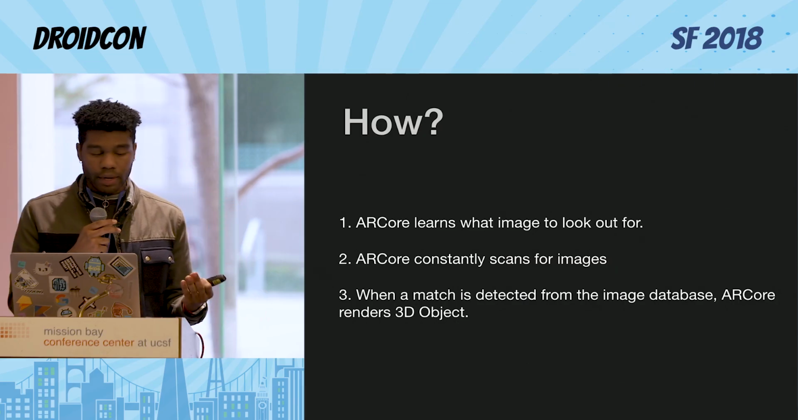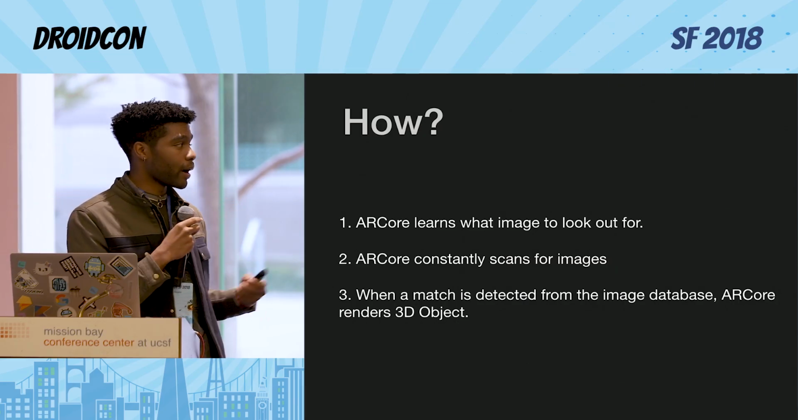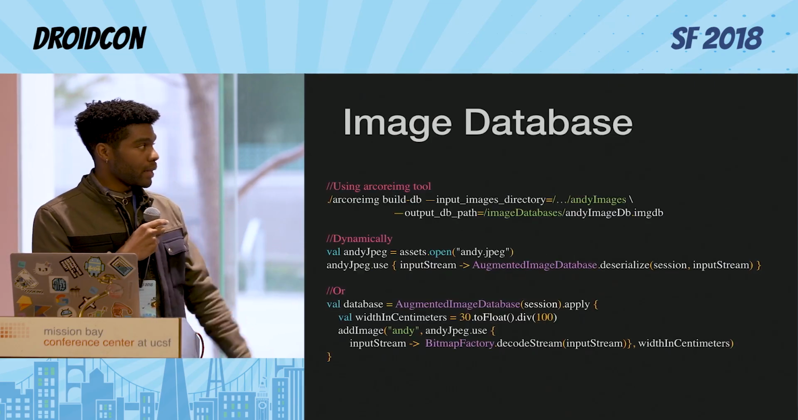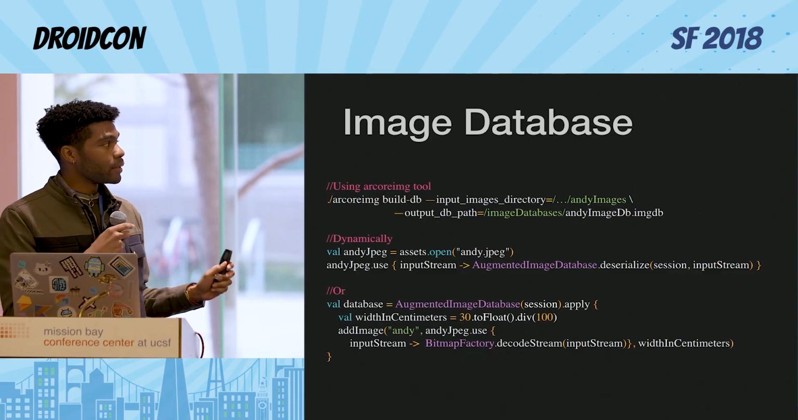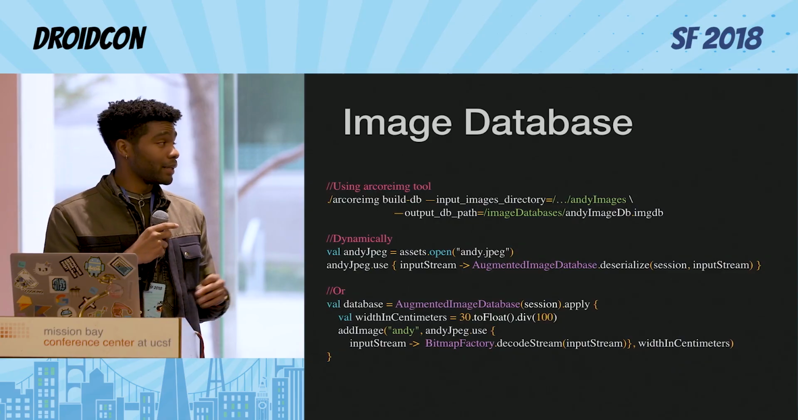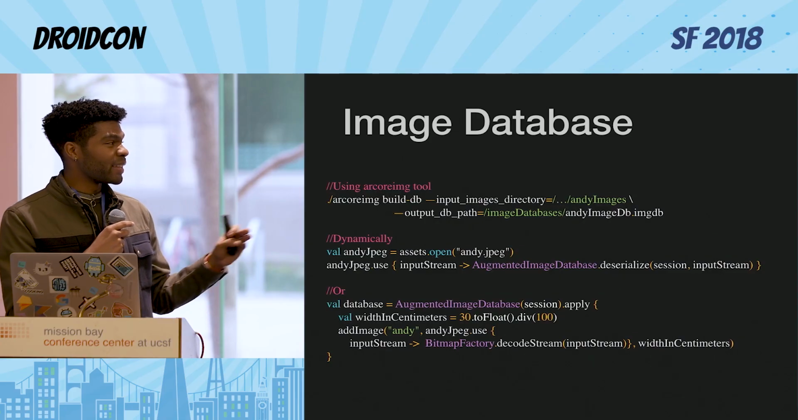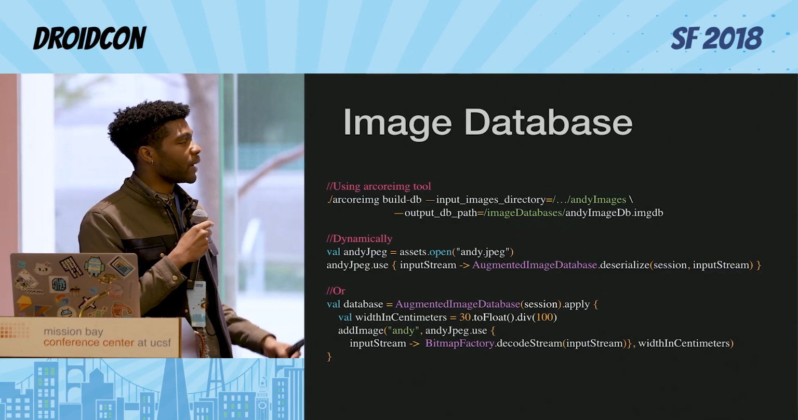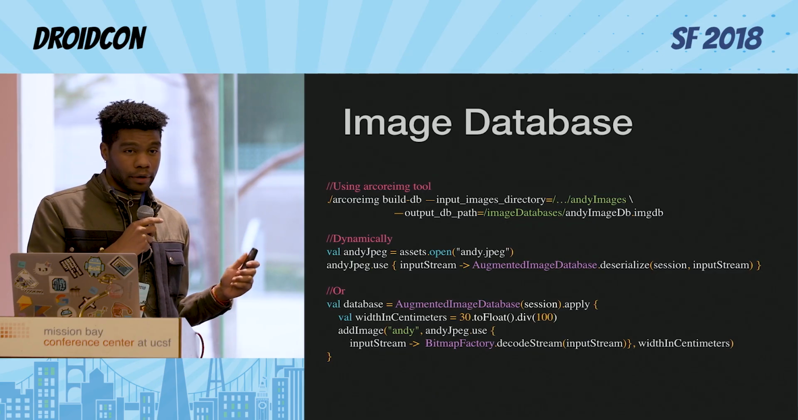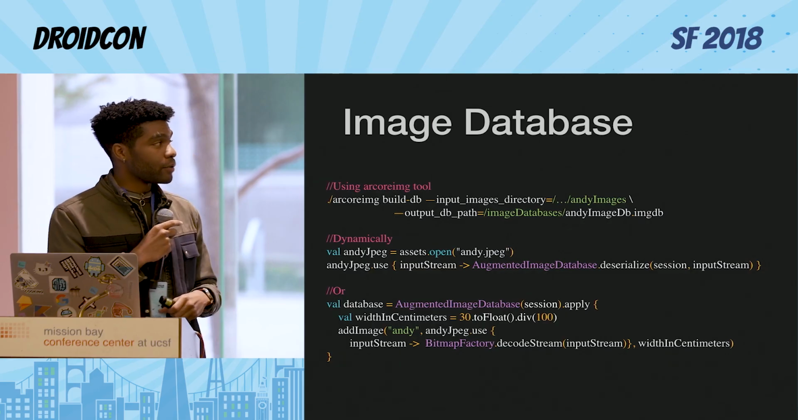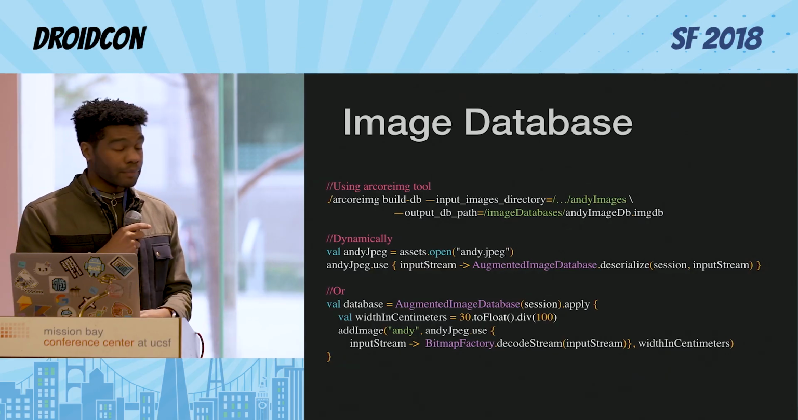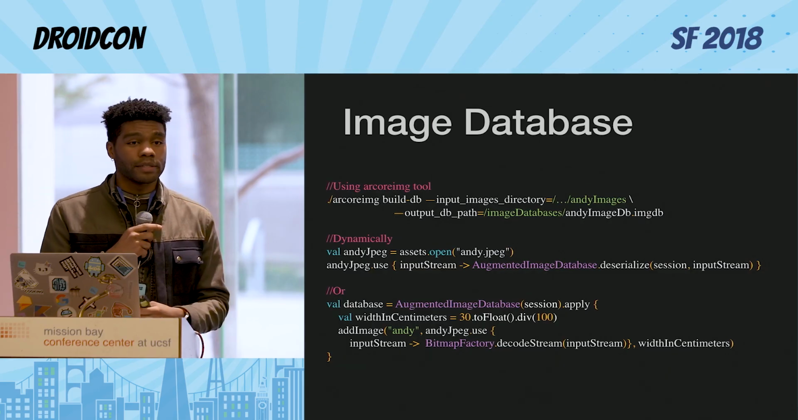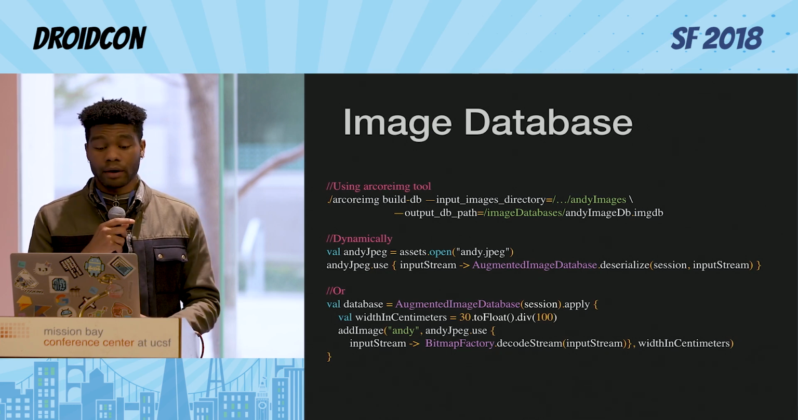So how does ARCore learn what to look out for? I mentioned an image database, and you can create an image database in many, many different ways, and they all have their pros and drawbacks. But you can utilize the ARCore image tool, as I mentioned before, to do this beforehand. This is going to save you a lot on performance, especially if your app is very heavy with AR.